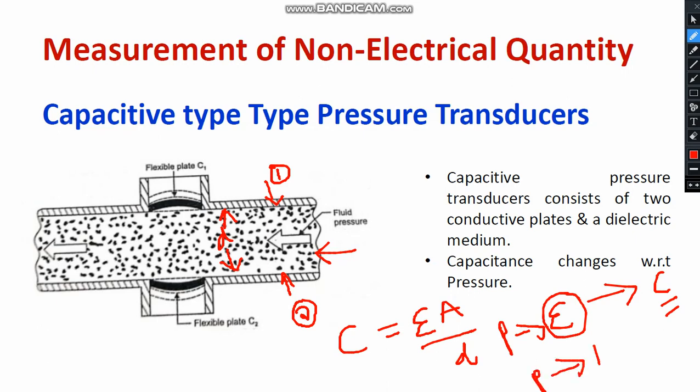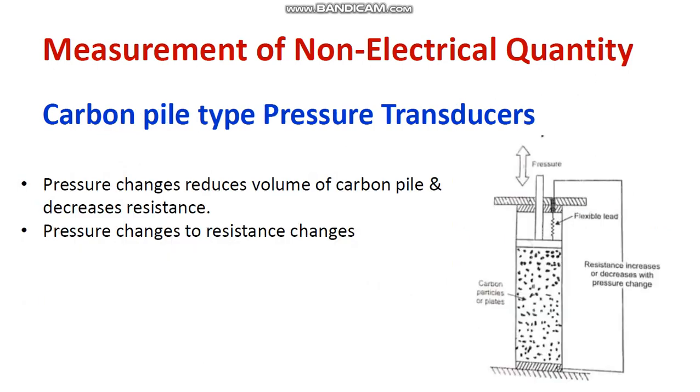So if the plate area is getting changed, that will directly affect the capacitance. That is also true. And one more thing I want to tell you: if the gap distance is varied, of course the capacitance will be varied. How is the gap distance varied? With respect to the application of pressure. So pressure is a non-electrical quantity, and the capacitance is the electrical quantity. This is how to measure pressure by using a capacitive type pressure transducer.